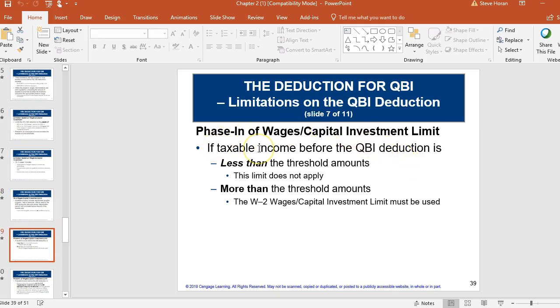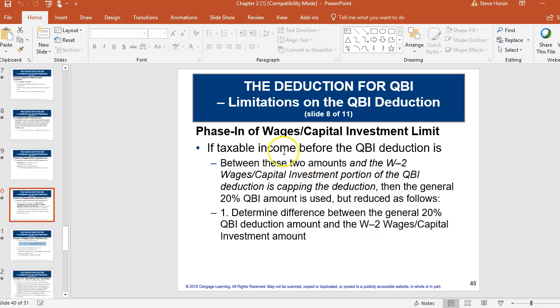Then another thing is with the phase in, if taxable income before QBI is less than the threshold, the limit does not apply. But if it's more than the threshold, then we have to look at the W-2 wage and capital investment limit. If taxable income before the QBI deduction is between the two amounts, the W-2 wage and capital investment limit is used, not fully, but reduced as follows. I should say 20% of the W-2 wages and capital investments.